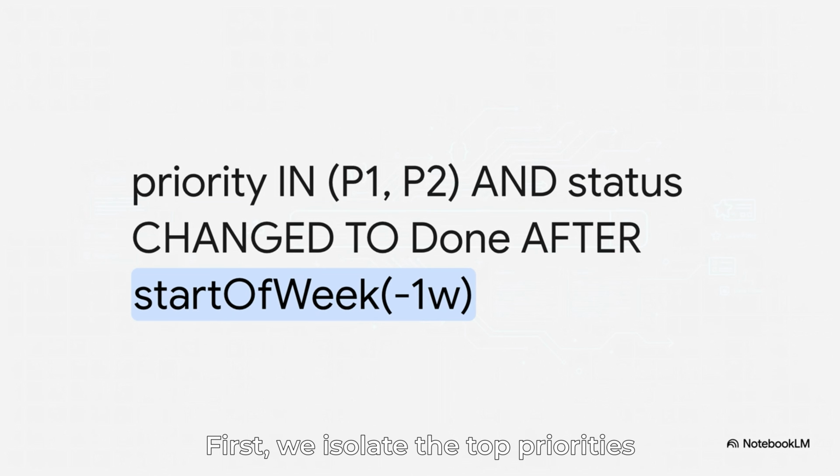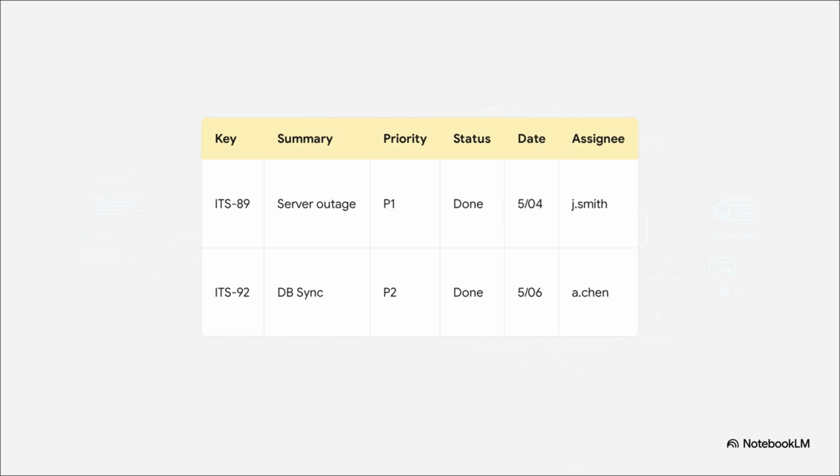First, we isolate the top priorities using the in operator. Second, we use the historical changed to operator, and we pair that with the dynamic date function start of week minus 1 week to find tickets resolved in the past week. Finally, we dynamically filter for our specific team by using the members of function. And boom, the results table instantly populates with the exact sample data they asked for. Every high-priority ticket closed this week by someone in your specific group is just sitting right there.